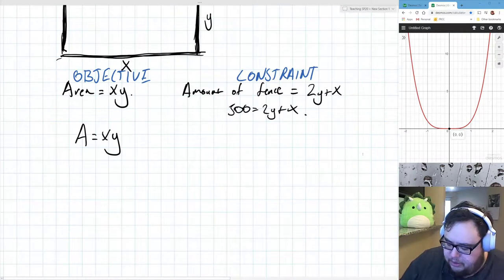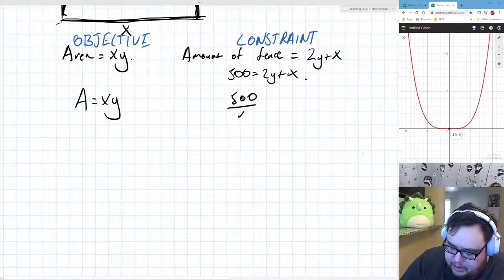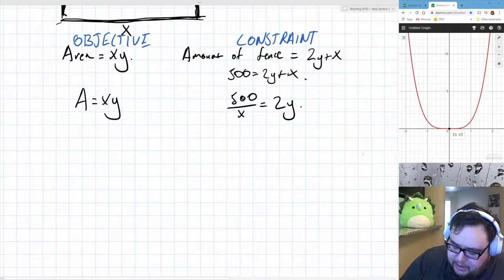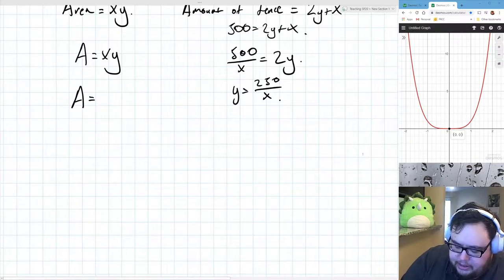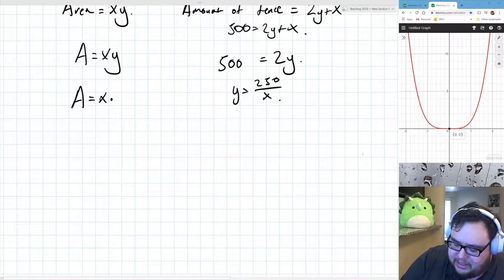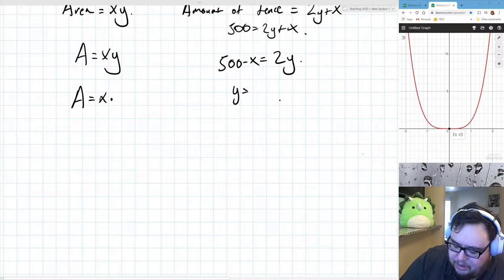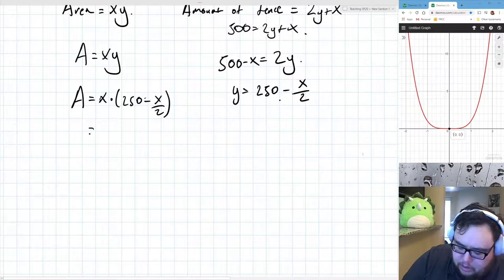So we know that 500 is equal to 2y plus x. So that tells us that 500 minus x is equal to 2y. When we divide both sides by 2, we get that y is equal to 250 minus x over 2. We can substitute that in for our area equation to give us that the area is x times 250 minus x over 2, or in other words, 250x minus x squared over 2.